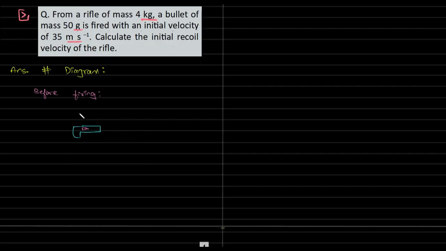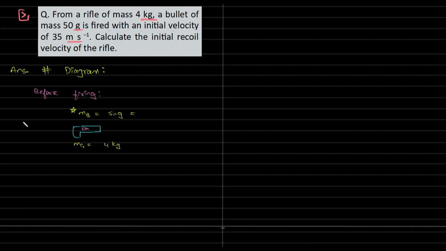So we have the mass of the bullet to be 50 grams. We need to convert this, so we'll put a star so that we don't miss it out. Then the mass of the gun is 4 kg.